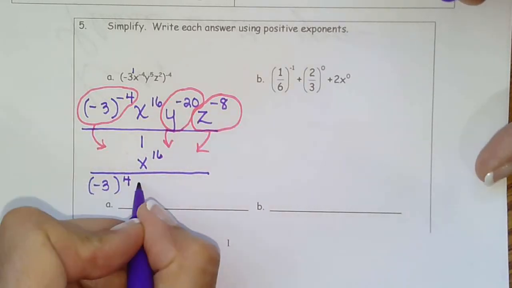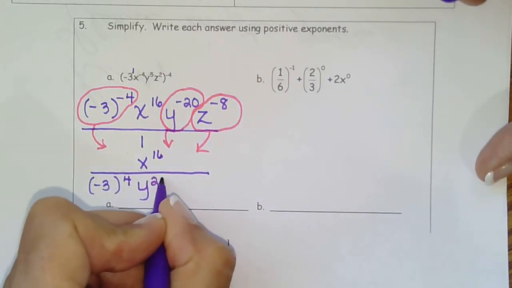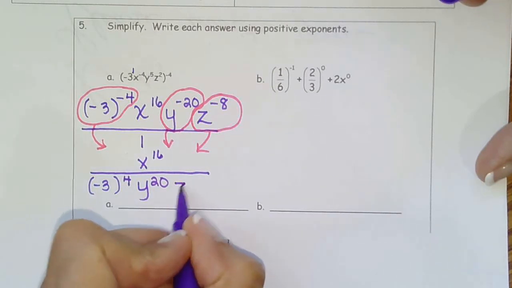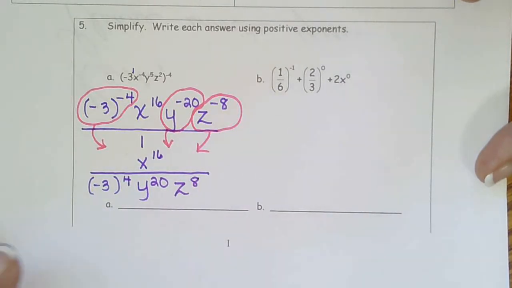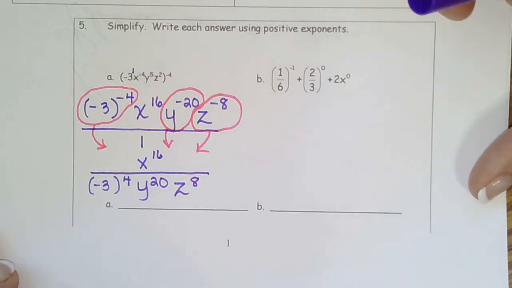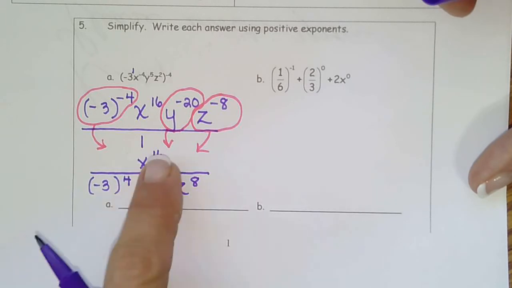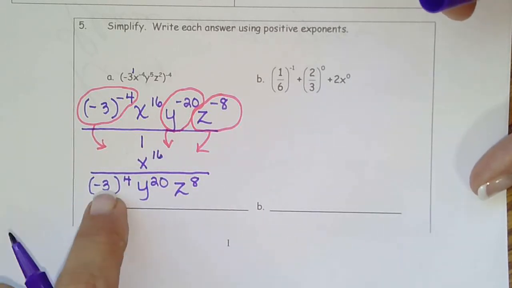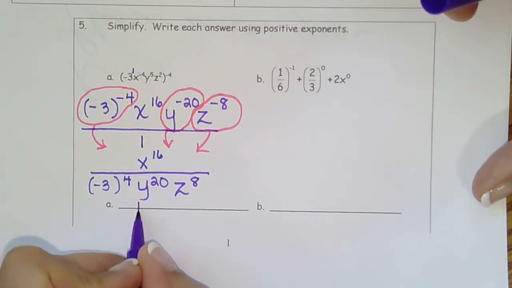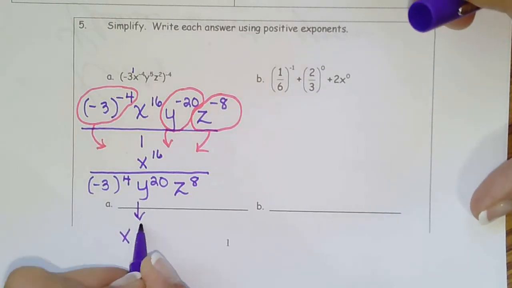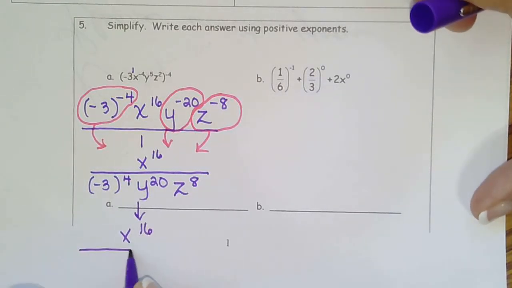Y comes down and its exponent becomes positive. And z comes down and its exponent becomes positive. So that's called the negative exponent rule. It was on page 1 of your 4.1 notes. So now all of our exponents are positive. Now we just need to work this out and we'll be done. So x to the 16th isn't going anywhere.